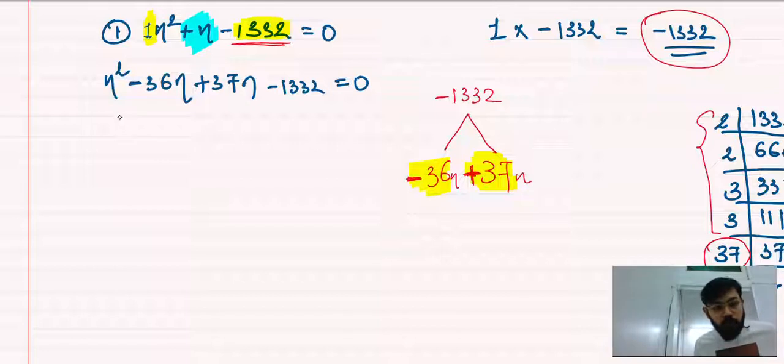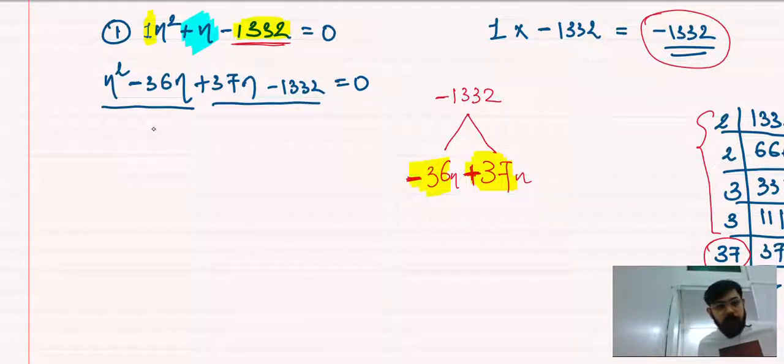Now you've got 4 terms. These are the first 2 terms. These are the last 2 terms. Now factorize, take out common. Out of n square and minus 36n, what is common? n is common. So what is left inside? n minus 36.